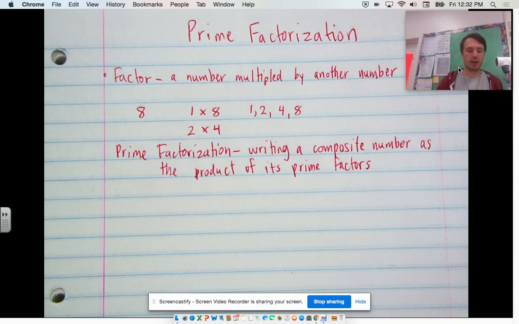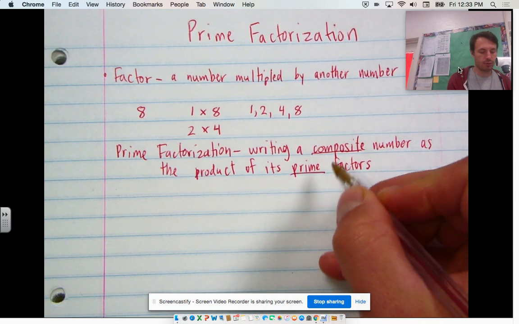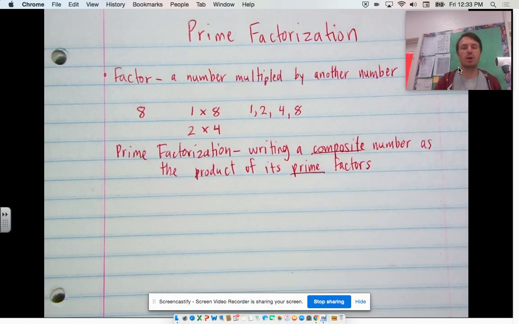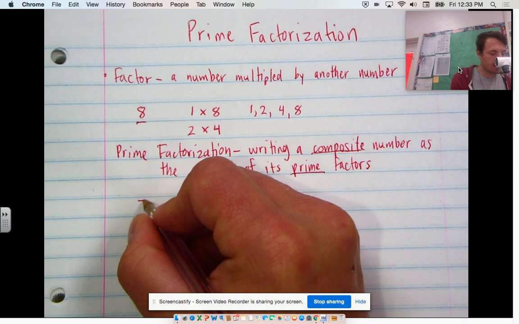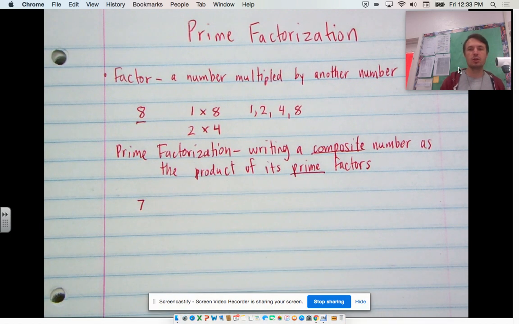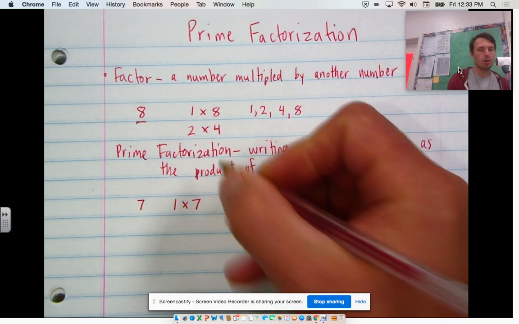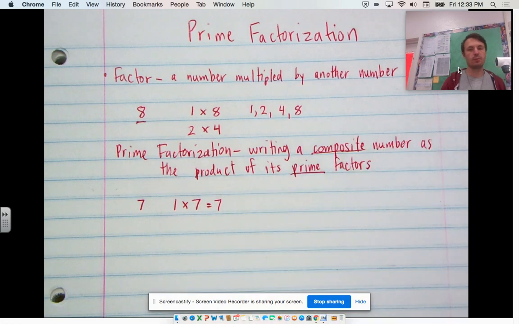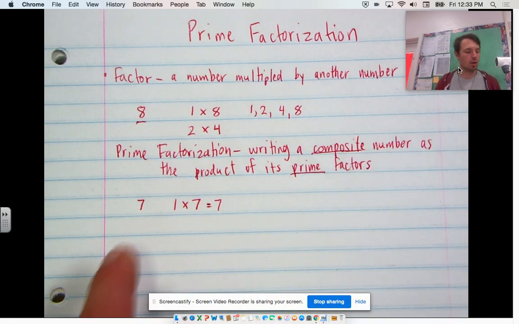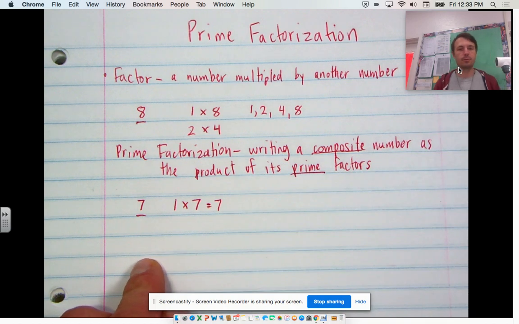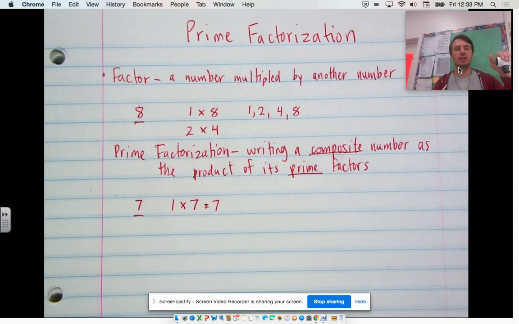But there's two vocab words in there, composite and prime. Remember from your last lesson that a composite number is any number that has 3 or more factors. So 8 is a composite number because it has 3 or more factors. Whereas a number like 7 is a prime number because the only two numbers that can equal 7 are 1 and 7. 1 times 7 is the only way to get 7. So the only factors of 7 are 1 and 7, which makes 7 a prime number. Okay? That's all the review that we needed to do before actually doing some prime factorization examples.